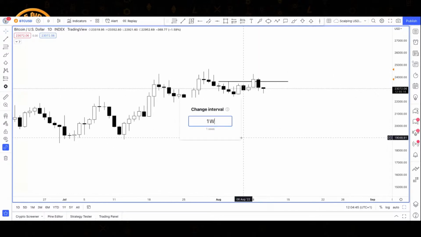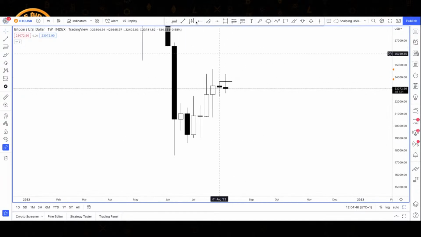And actually, one thing we can do while we're back on the weekly is put our low in as well, because this is our initial target.